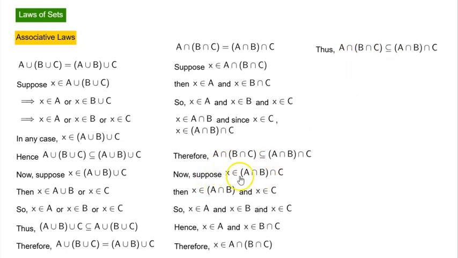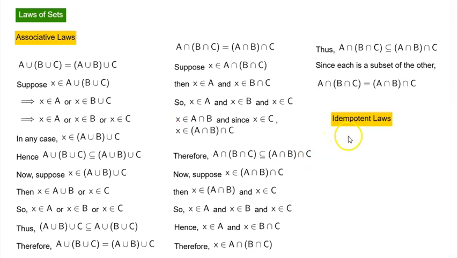So, they are both subsets of each other. Since each is a subset of the other, we can say A intersection (B intersection C) is equal to (A intersection B) intersection C. That was associative laws. Then we have idempotent laws. A union A is equal to A and A intersection A is equal to A. Pretty straightforward.